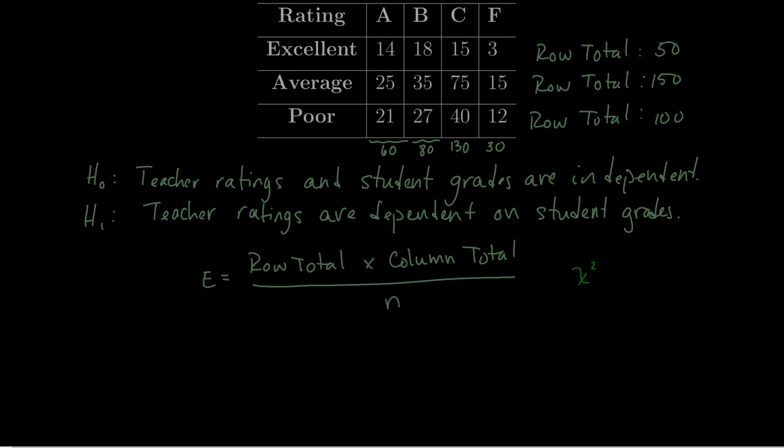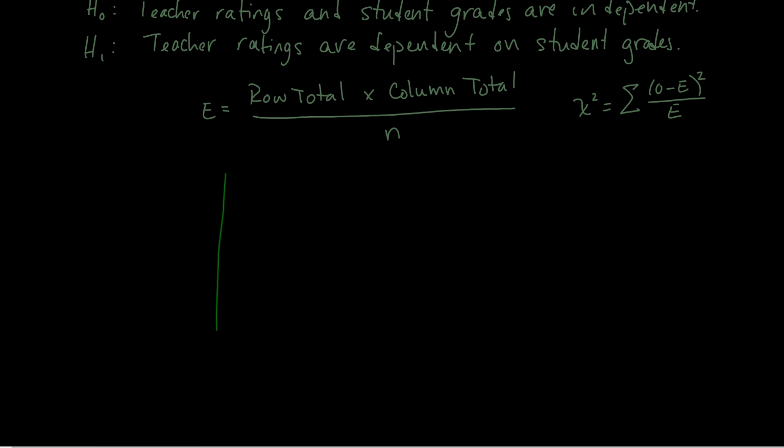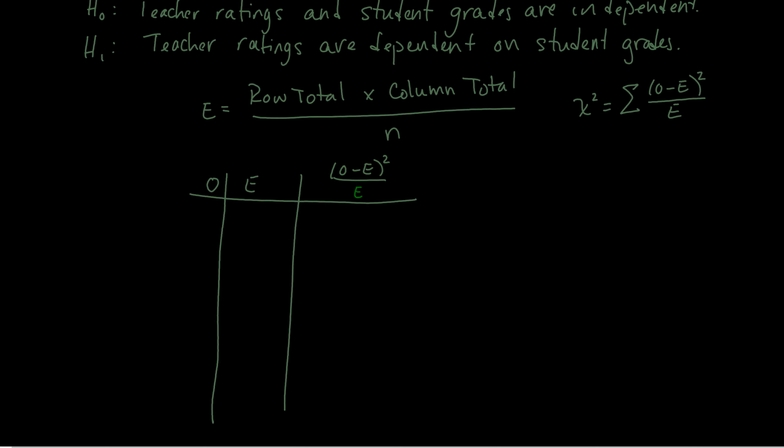The chi-square statistic is calculated by taking the sum of each observed frequency minus its expected frequency squared divided by the expected frequency of that observation. So it's probably best if we organize this in a table. We'll make the first column the observed frequency. The second column will be our expected frequency. And then the third column will be this expression, observed frequency minus expected frequency squared divided by expected frequency. This expression here is also known as the residual or the Pearson residual.